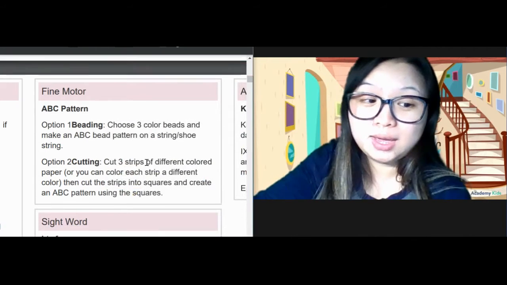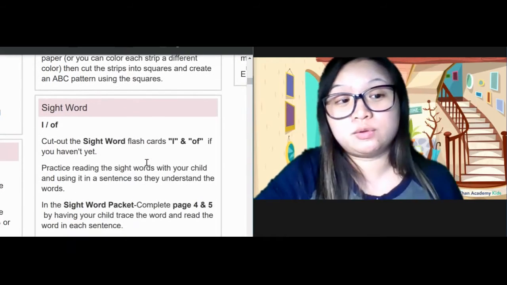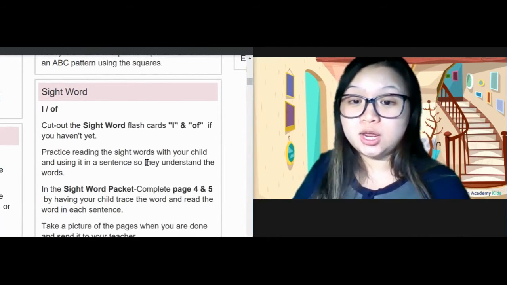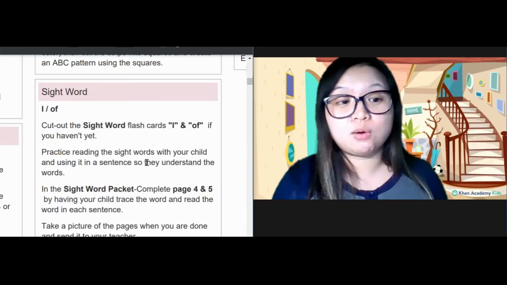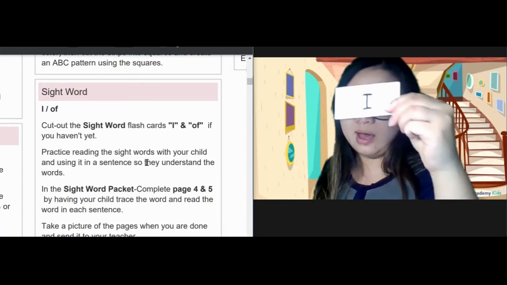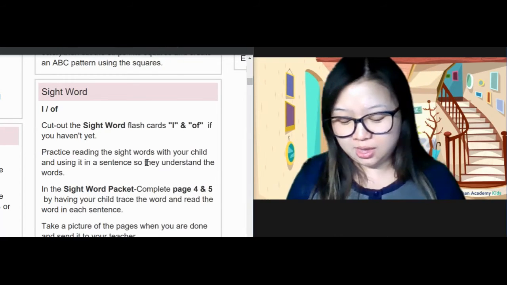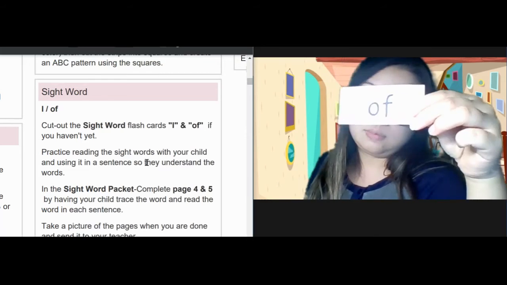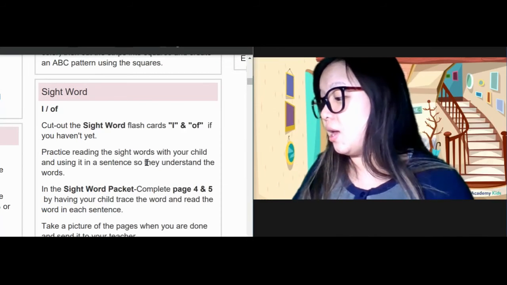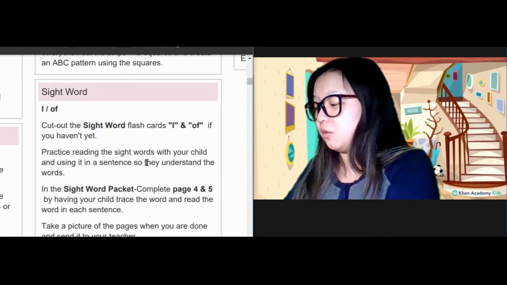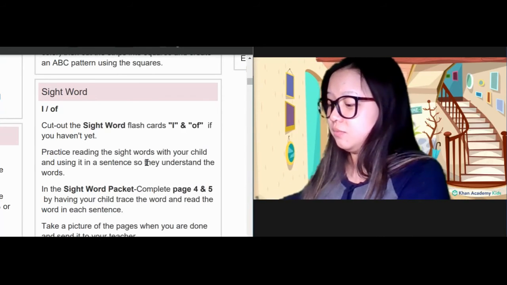Okay, when you're done with your ABC pattern, we're going to review sight words. And you can also work on your new sight words today. The sight word we have today is I. And the next one is of. And so you can practice reading your words, and then you can find your packet.